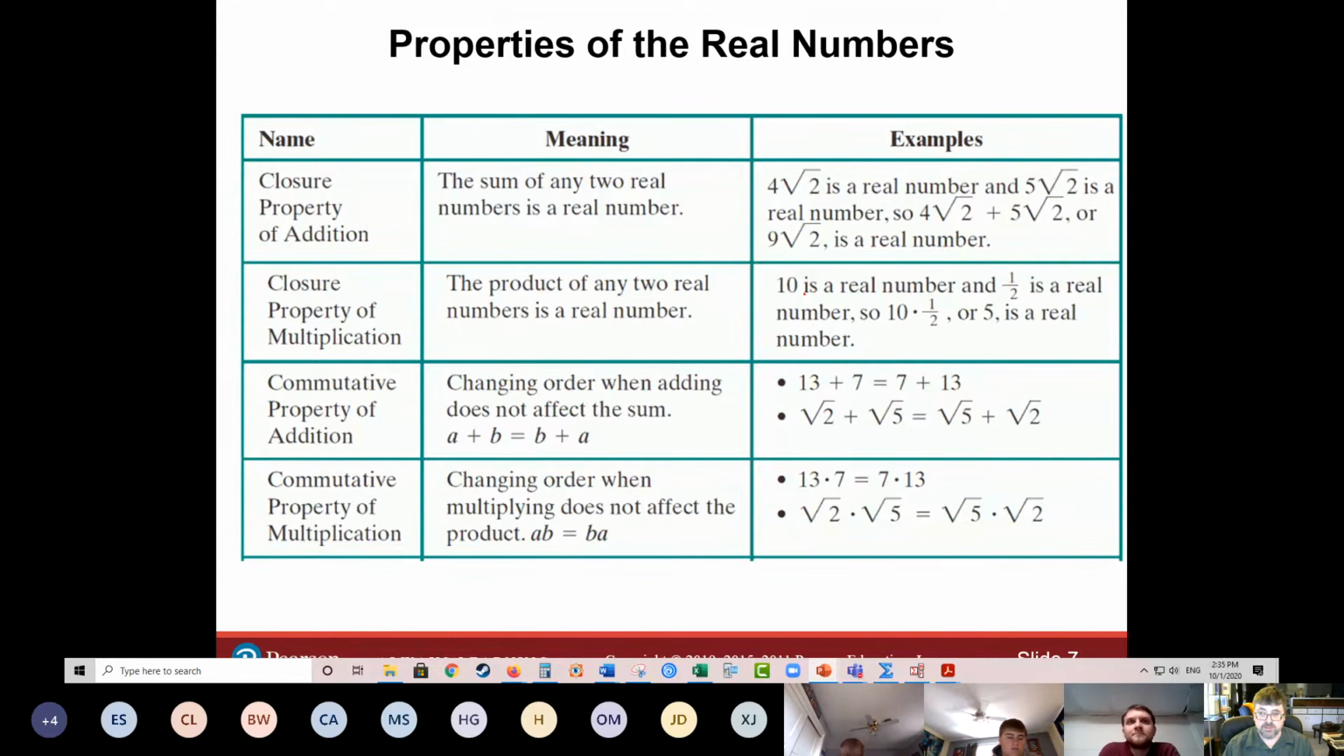0 plus 20 is going to be a real number. We say sometimes that the real numbers are closed in respect to addition, and that the real numbers are closed in respect to multiplication. Some number sets aren't closed in some of these ways for certain types of numbers.